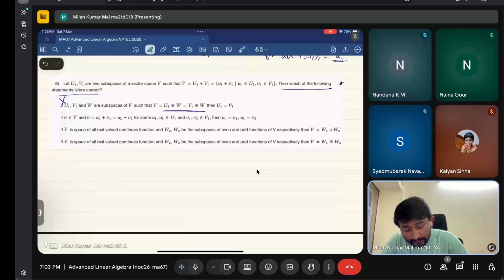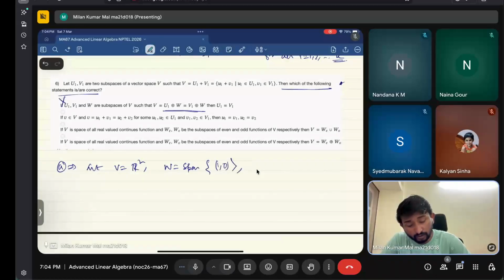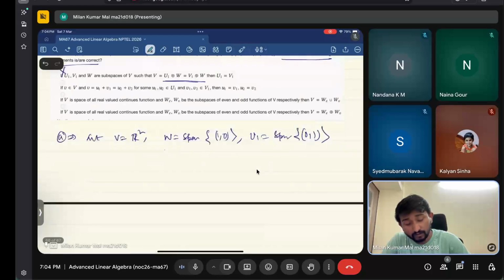So for example, let's take option A. Let V equal R2, and W is the span of (1, 0). And U1 is equal to the span of (0, 1), and V1 is equal to the span of (1, 1).